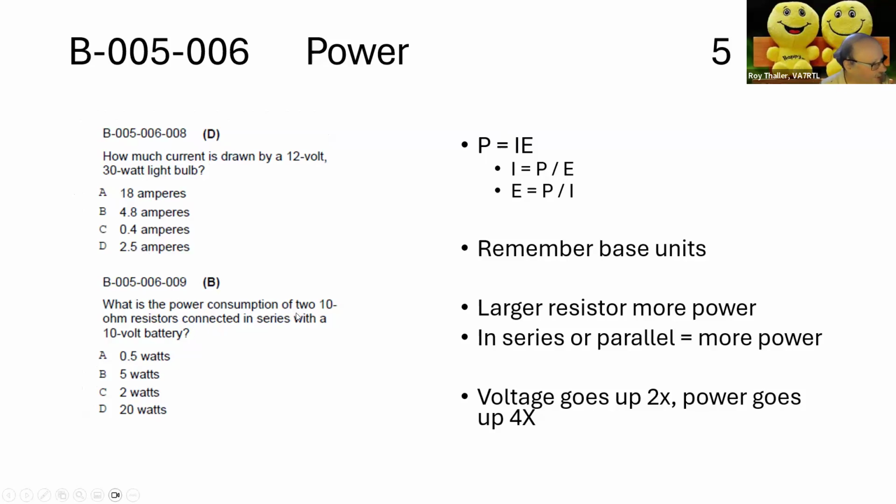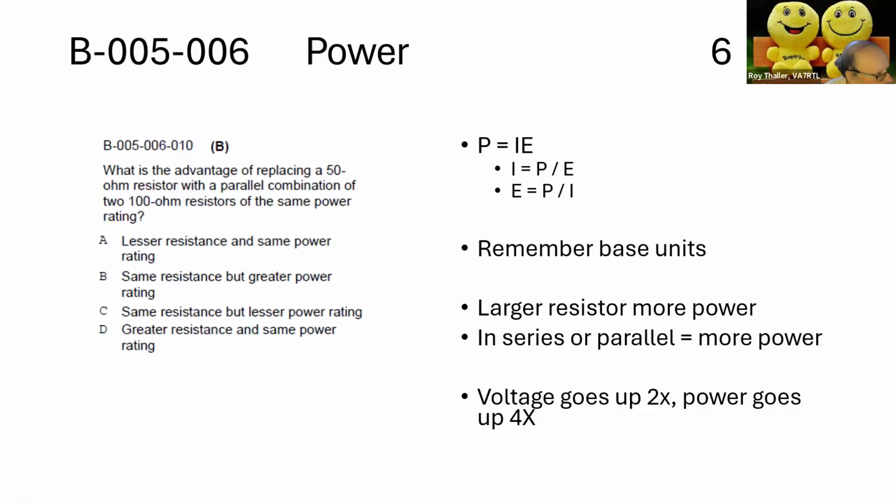What is the power consumption of two 10 ohm resistors connected in series with a 10 volt battery? So here you have to calculate the R first. So since it's series, it's 10 plus 10, 20 ohms and a 10 volt battery. So you would calculate the current and then you would calculate the power. So B would be the correct answer, which would be 5 watts.